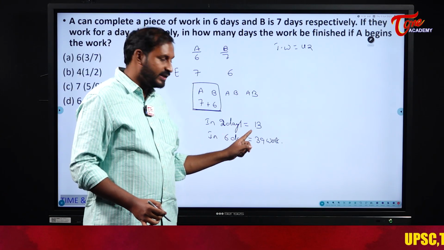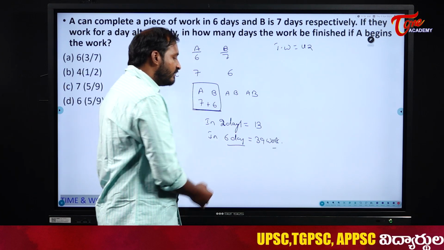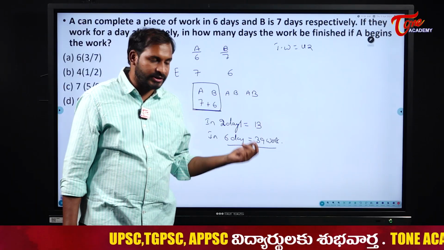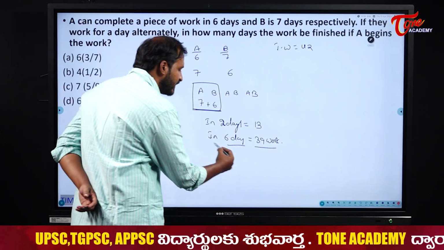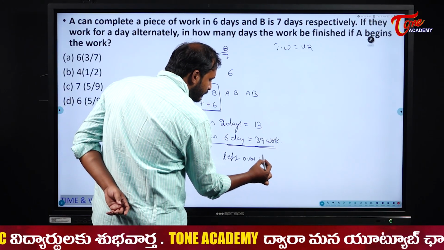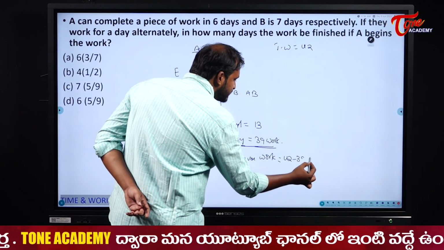So in 2 days 13 work means in 6 days how much work will be finished? 39 work will be finished. I cannot go for the next multiple. Why? Because already it is 42. Okay, that means in 6 days 39 work will be finished. So what is the leftover work here? 42 minus 39, that is 3 work.